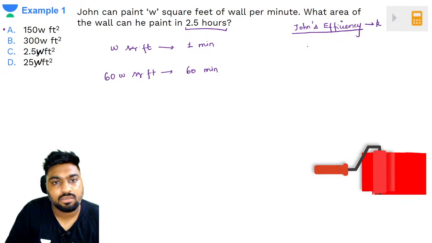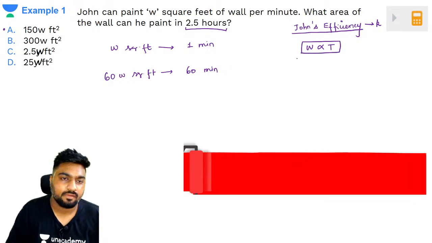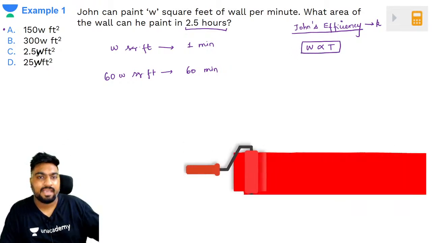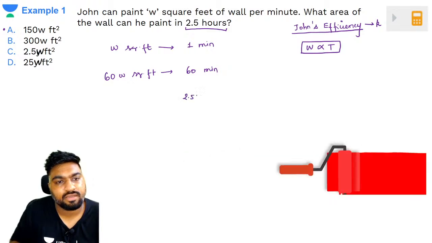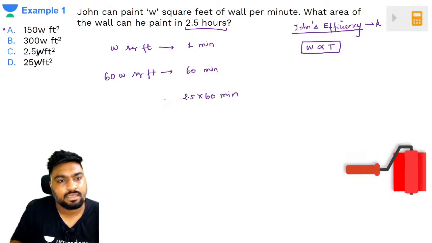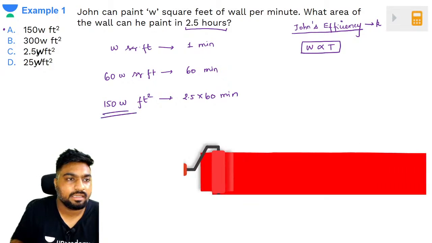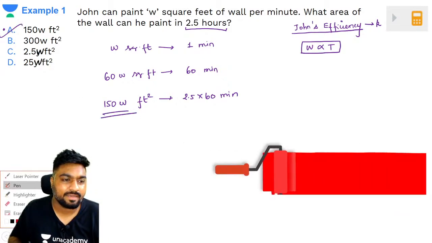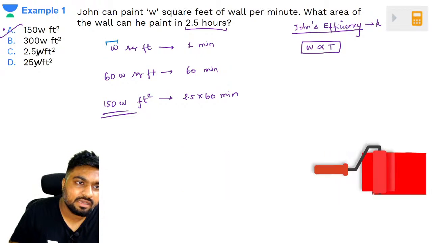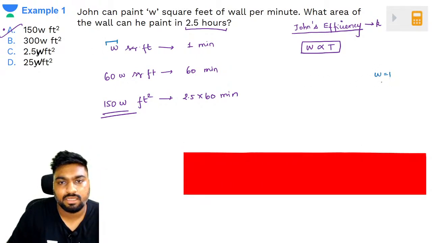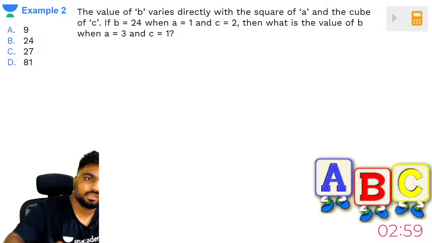So when it is constant, work is directly proportional to the time taken, correct? If he has more time, he can paint more area. If he has less time, he'll be able to paint less area. So they're asking for 2.5 hours. 2.5 into 60 minutes is basically what? 150 W square feet. Clear? This is a basic question just to help us understand. If W is a concern, you can assume W to be 1. 1 square feet in 1 minute, 150 square feet in 150 minutes. Done. Try this now.